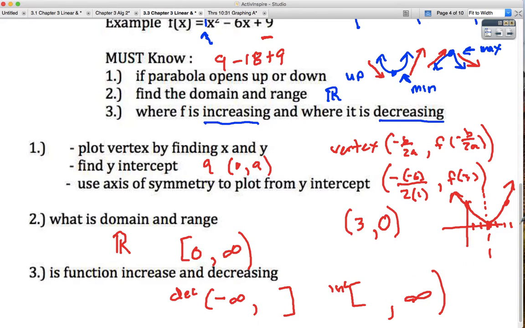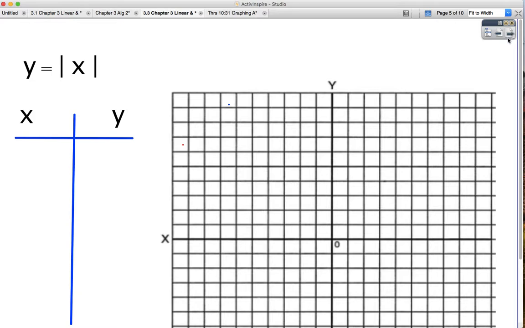So I can see now clearly where it's increasing or decreasing. Decreasing, negative infinity, to this. Now we're using an x value here. Okay, this x value would be 3. And then it's increasing from 3 to positive infinity. Okay, now let me quickly plot this thing.